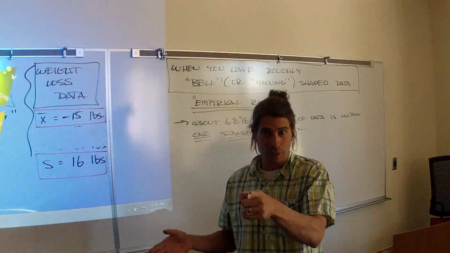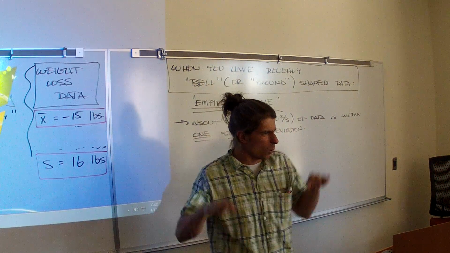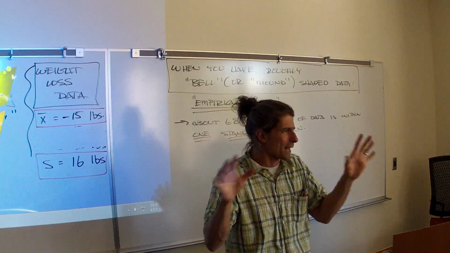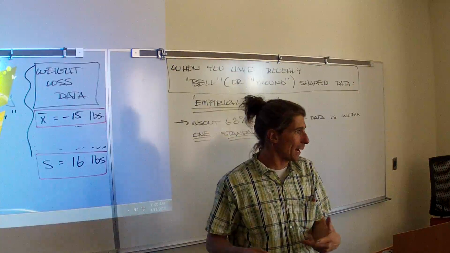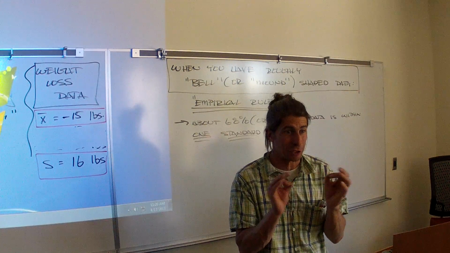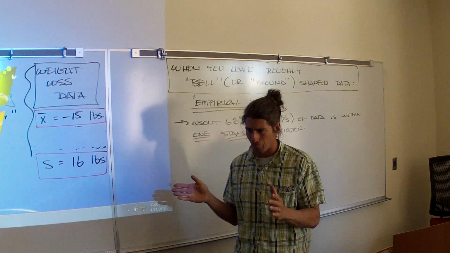So the question is, should I count -31 and 1? Is it parentheses? Is it brackets? This is not Math 111. I don't care. Count it if you want to. Don't count it if you don't want to. This is all rounded off anyway, right? So I'm going to count that as 24.